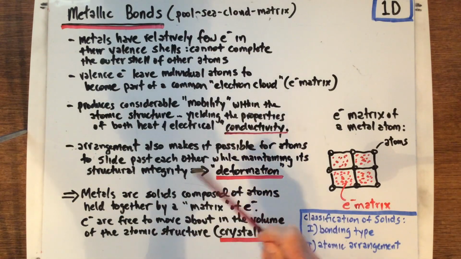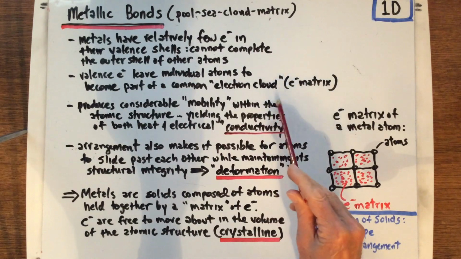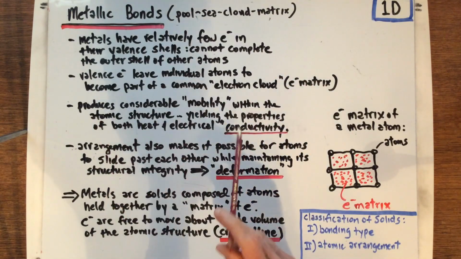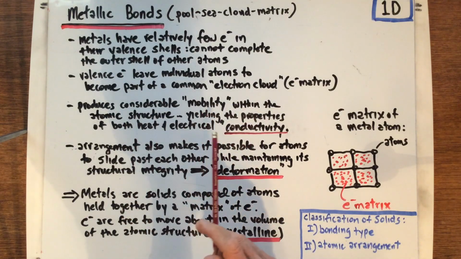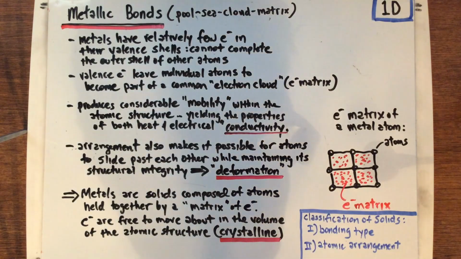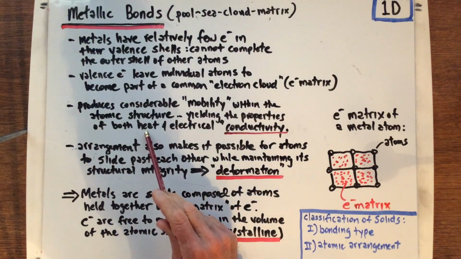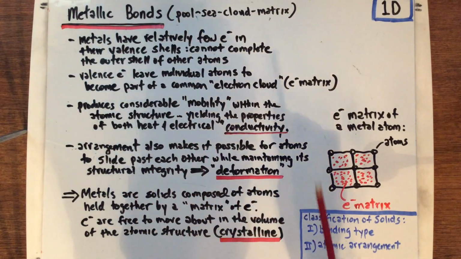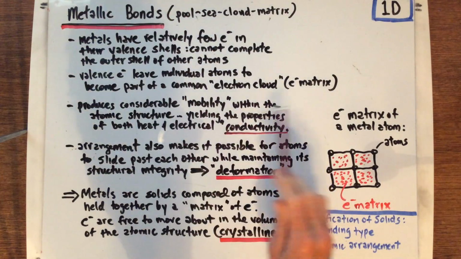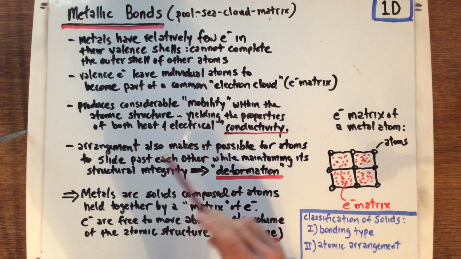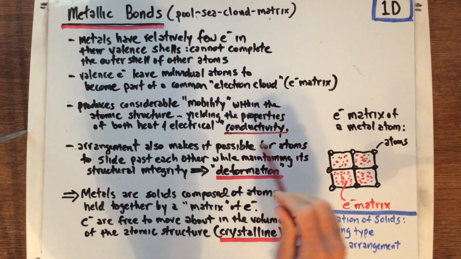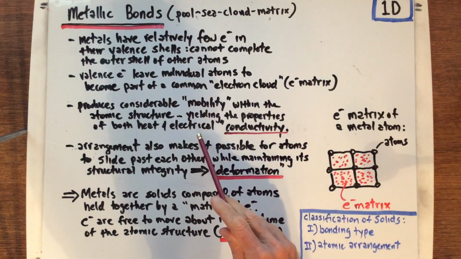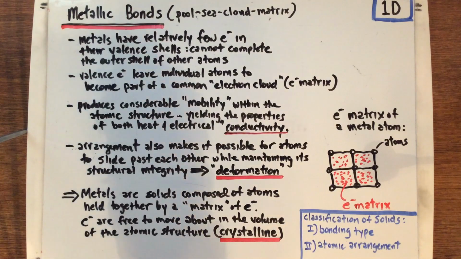Now, because they have all of these electrons in what we call a cloud or a matrix, it produces considerable electron mobility within the atomic structure, and that yields two very important properties that you're obviously aware of in metals, and that is conductivity. Both heat or thermal conductivity and electrical conductivity are a direct result of these electrons in this cloud, where they can move about and touch. So those are very, very important properties that are based upon this type of bond with all of these electrons.